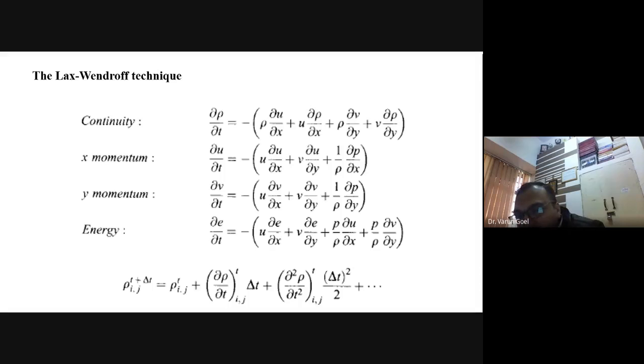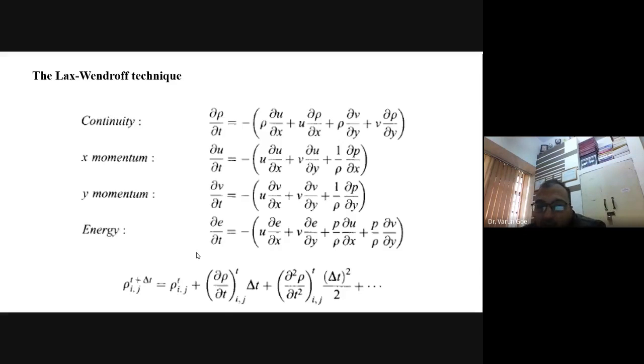Now we have an energy equation, that is internal energy: del E by del t is equal to minus u del E by del x plus v del E by del y plus P by rho del u by del x plus P by rho del v by del y. So these are the 4 sets of equations, and if you talk in terms of an incompressible one, we have to calculate the variables out of it. Now the question is, how do we march these solutions?